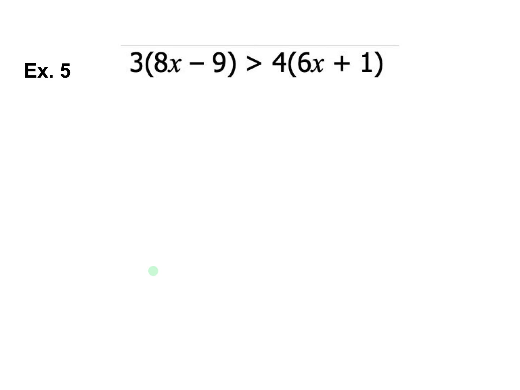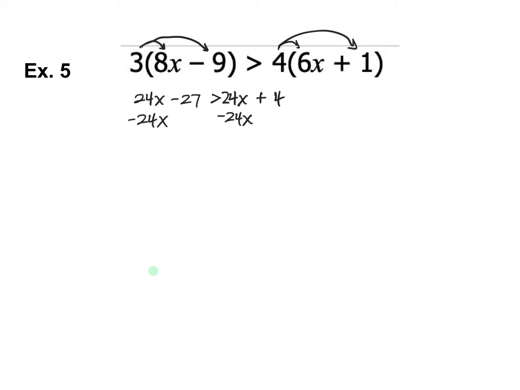Example 5. We're going to go ahead and simplify by distributing both sides. So I'm going to distribute the 3. And I have 24x minus 27 is greater than 24x plus 4. Subtract 24x on both sides. So I have negative 27 is greater than 4.